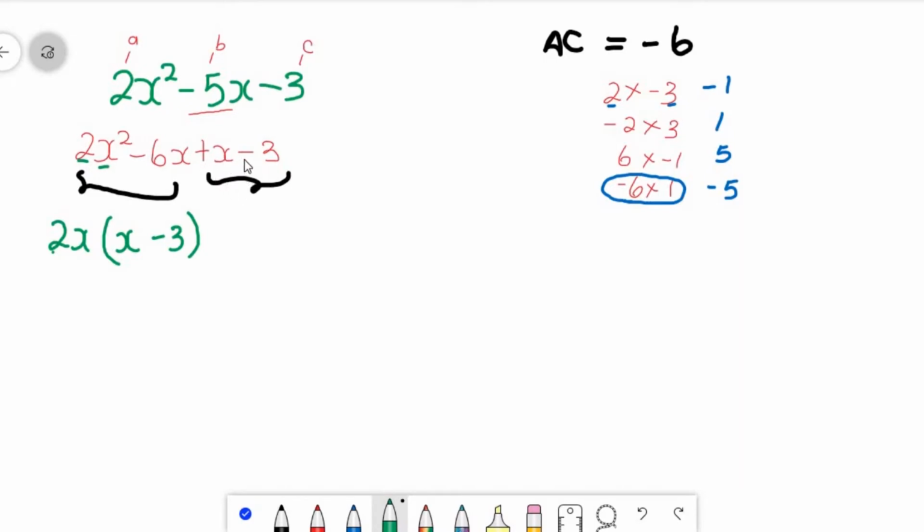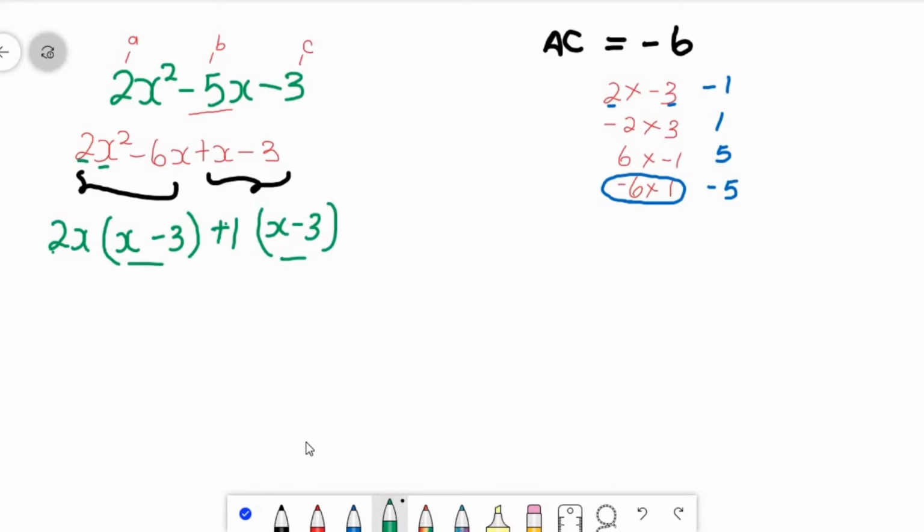We have x minus 3. What is common between the x and the negative 3? The only thing that could divide both of them is a positive 1. So plus 1, open bracket. X divided by 1 is x, and negative 3 divided by 1 is negative 3. At this point, we realize that both brackets have the same thing. This means that we are going in the right direction.